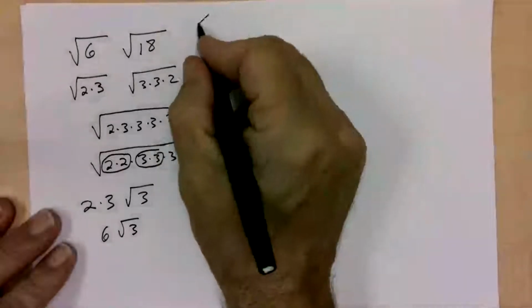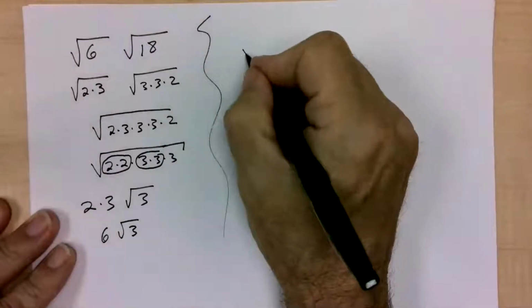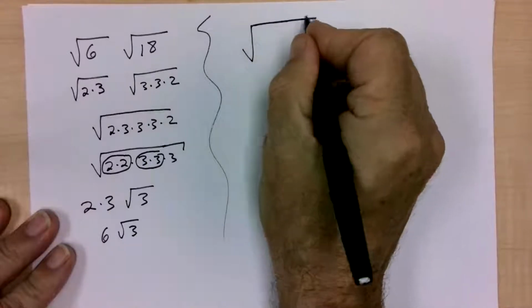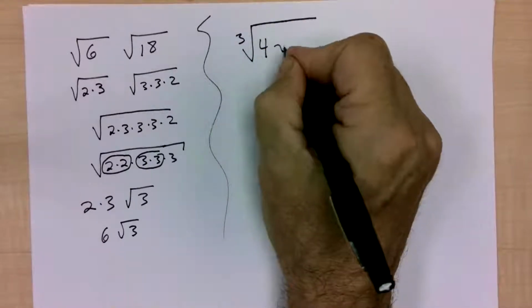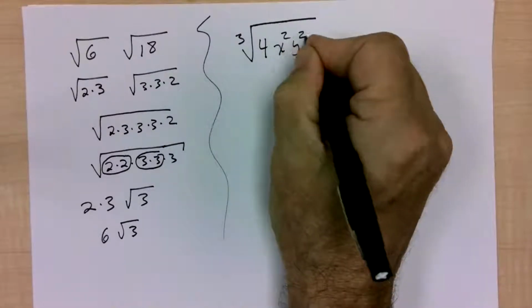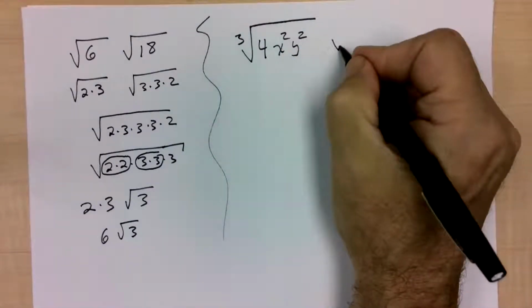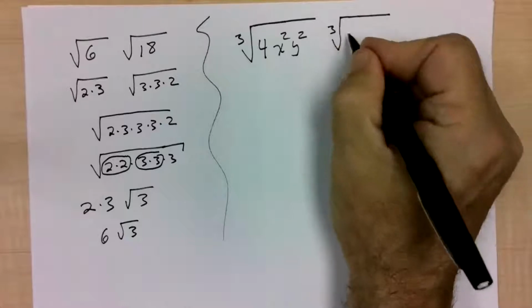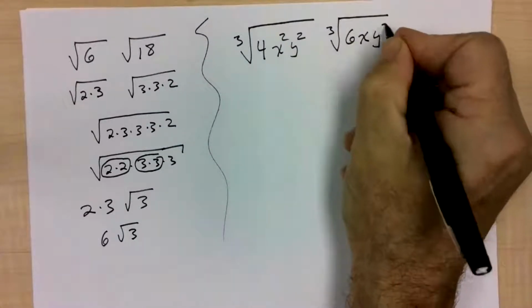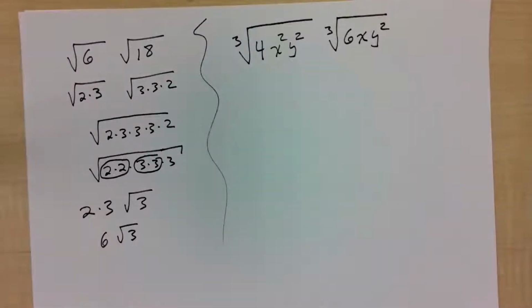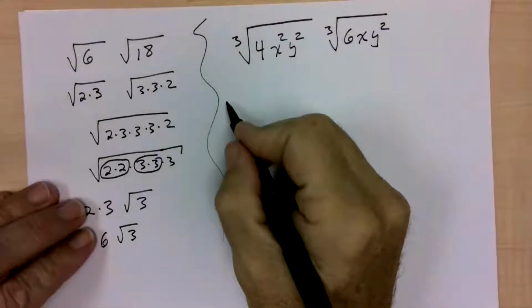Let's do one with cube roots. If I have the cube root of 4 x squared y squared times the cube root of 6 x y squared, I have the same radical. The same radical enables me to write them together.